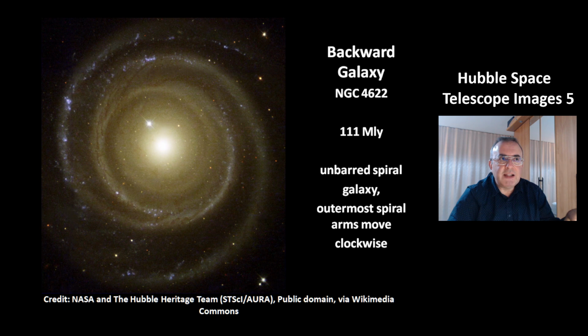This is the Backward Galaxy, NGC 4622. It is at a distance of 111 million light years. It's an unbarred spiral galaxy, and the outermost spiral arms move clockwise.